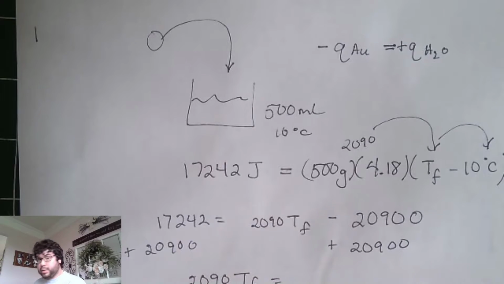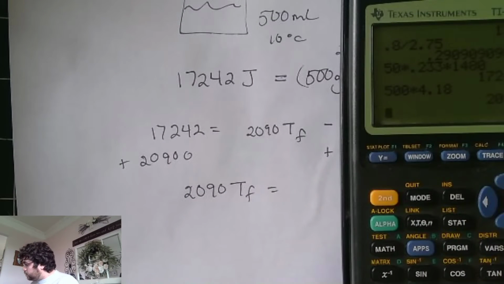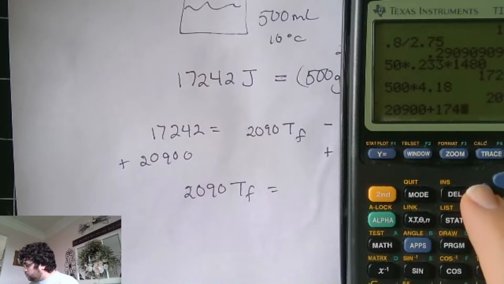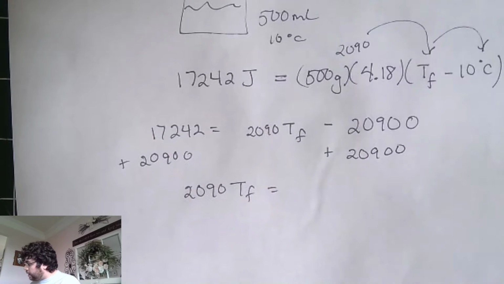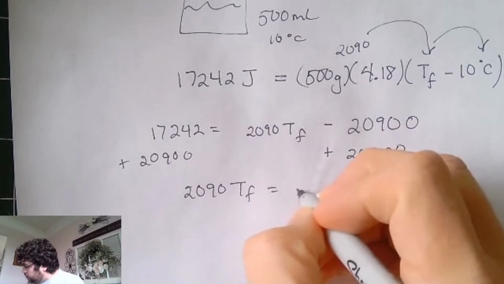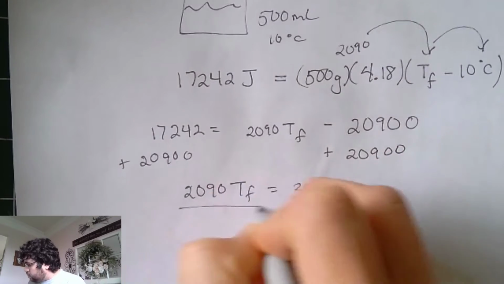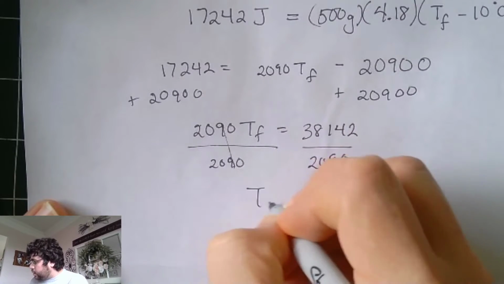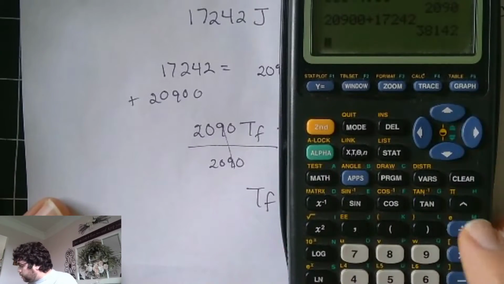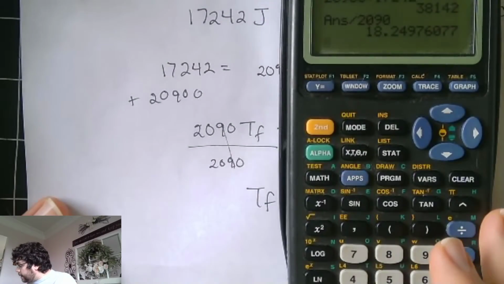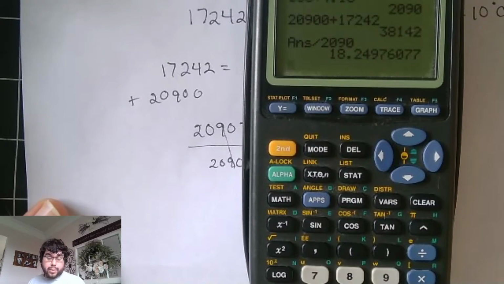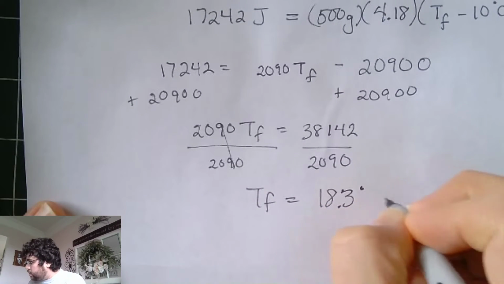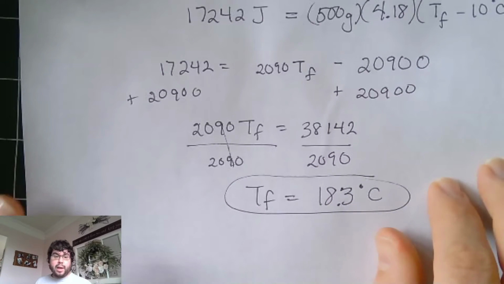2090 T_F equals 20,900 plus 17,242. So we get 38,142. Divide by 2090, and T_F, the final temperature of that water, is going to be 18.25 degrees Celsius. About 18.3 is what I think I put on the answer key. Okay, and that makes sense.